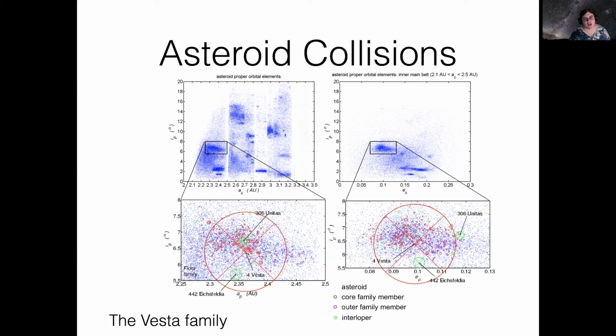And then what astronomers do is they try to identify which objects are probably in the family, like in this case, they get red circles, which objects are in the family but are at the outskirts, so they might not be real members, the purple circles, and then which objects are just random asteroids that happen to coincidentally have the same kind of orbit as family members, and those are called interlopers. You can see there's a few there.